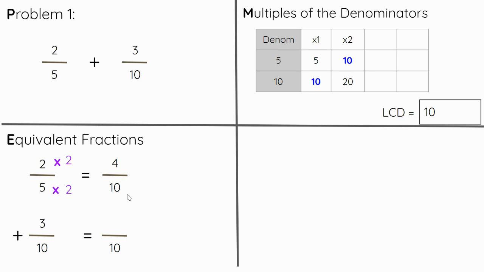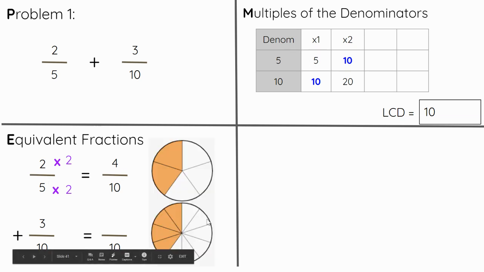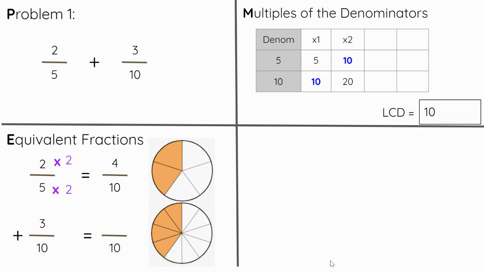Now, to have a visual of how these two fractions are equal, this is what they would look like. This up here is 2/5, and this one down here is 4/10. And from this picture, you can see that they're actually the same part of the whole. It's just that the size of the pieces are a little bit different.